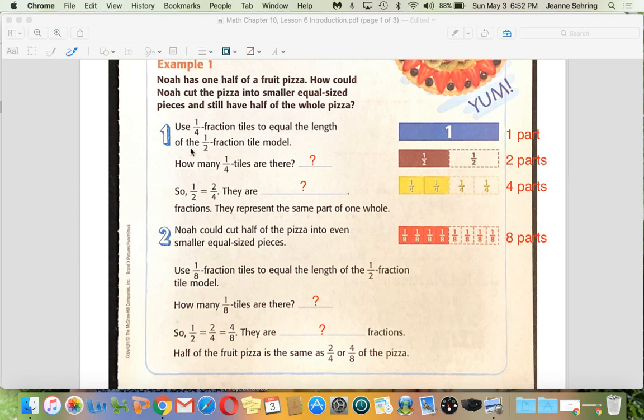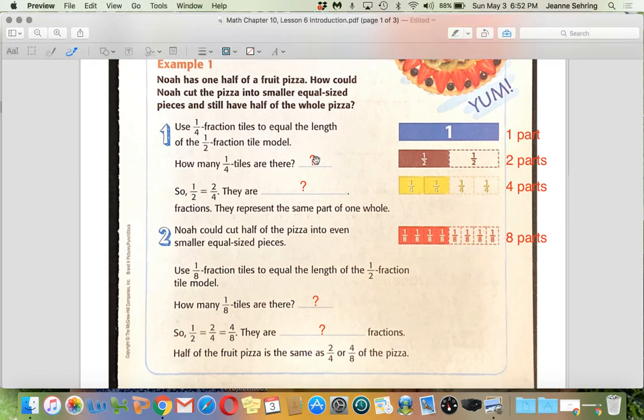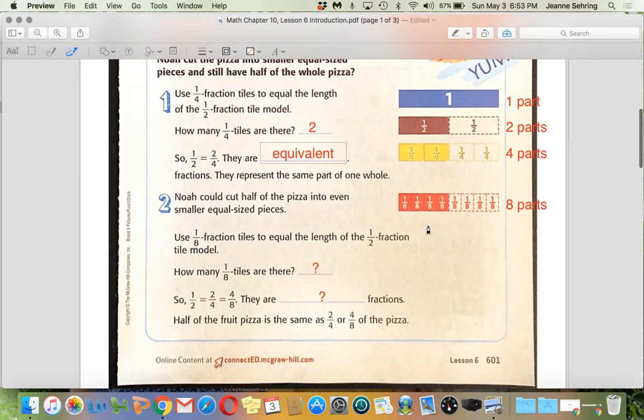So what we're saying here is, how many 1/4 tiles make up the same amount as a 1/2 tile? Well, two 1/4 tiles are the same shaded area as 1/2. So 1/2 equals 2/4. They are equivalent fractions. 1/2 and 2/4 are equivalent. And if we go down, 4/8 are equivalent. So 1/2, 2/4, and 4/8 are all equivalent fractions. You can see that the shaded part is the same amount covered for each one.